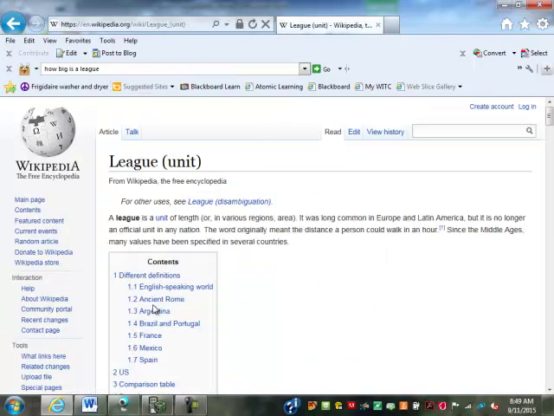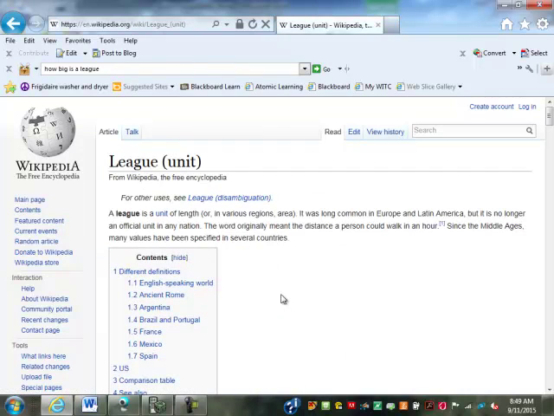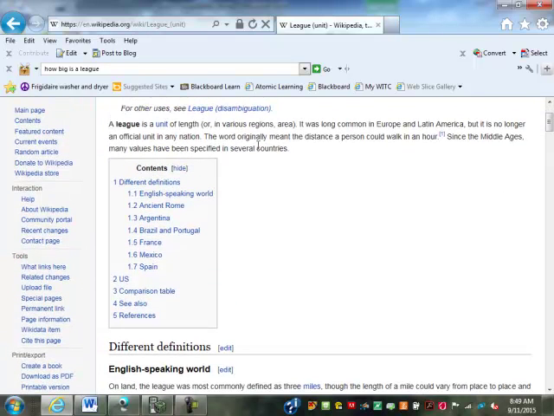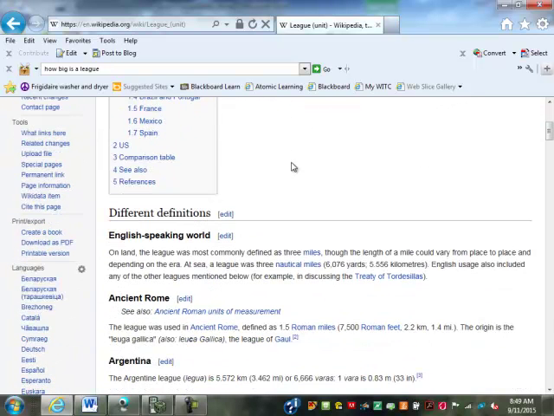Here we go. I used to know this one too, and I can't remember anymore. I think it was. Oh, it says it's no longer an official unit anymore. Really? Yeah. It was originally meant to be the distance a person could walk in an hour. Most commonly, I knew it was longer than a mile. Most commonly defined as 3 miles. At sea, the 20,000 leagues under the sea or whatever, it's 3 nautical miles, though, not 3 land miles. A nautical mile is just over 6,000 feet, where a land mile is 5,280.